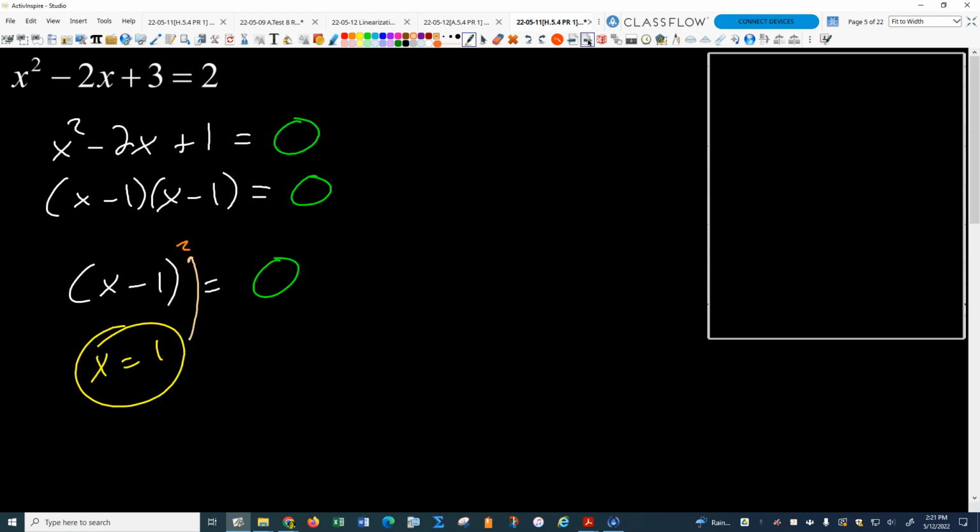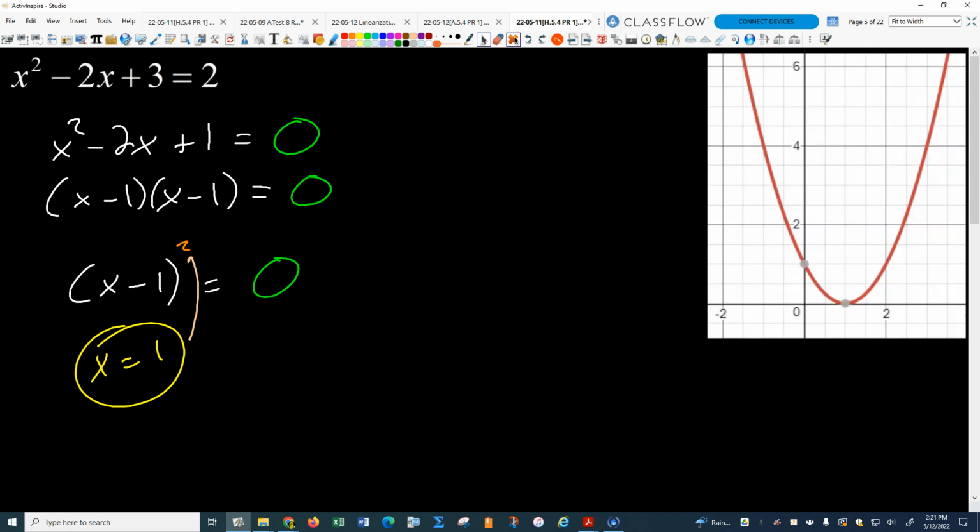But what's it going to do here? If I have a multiplicity of 2 at my x-intercept of 1, it's going to look different. What's it going to do? It's going to bounce, yeah. And so we can even see it in the graph. Multiplicity of 2 is fundamentally different than a multiplicity of 1, okay?